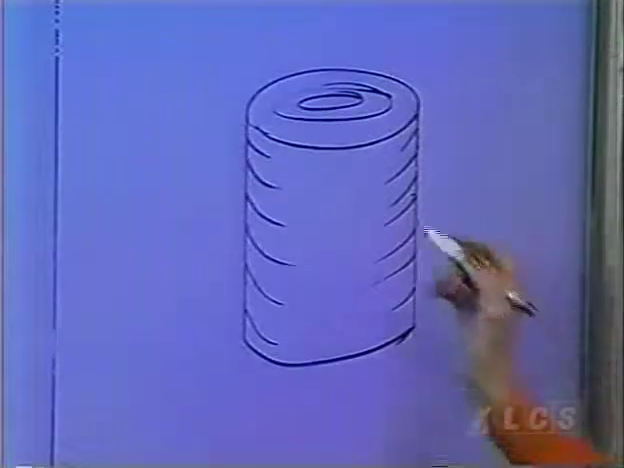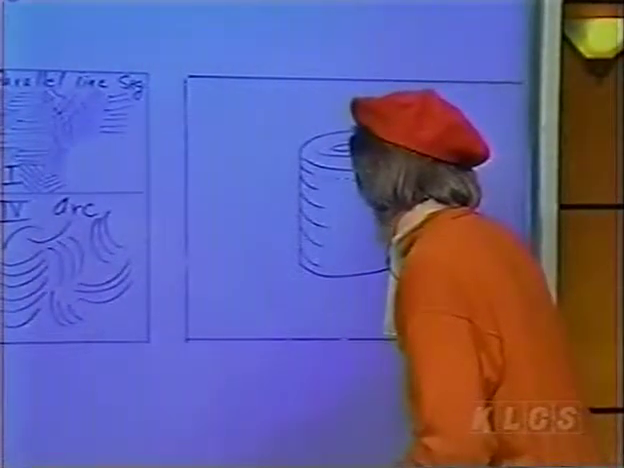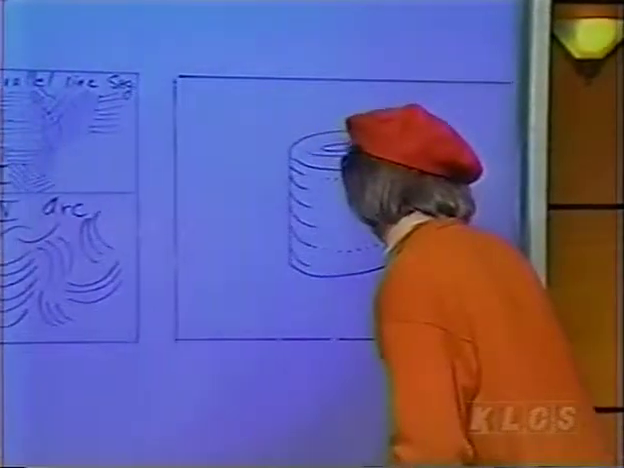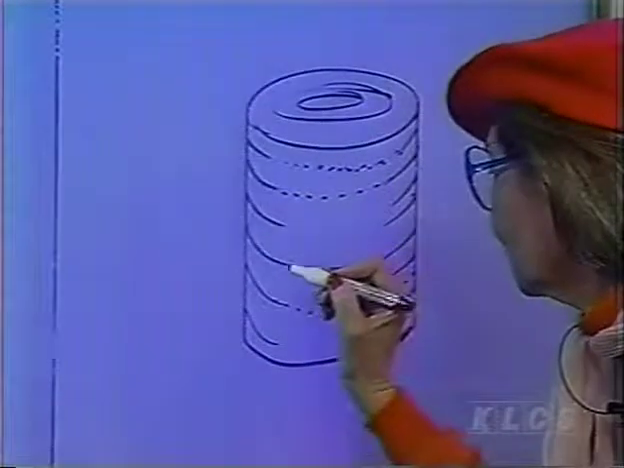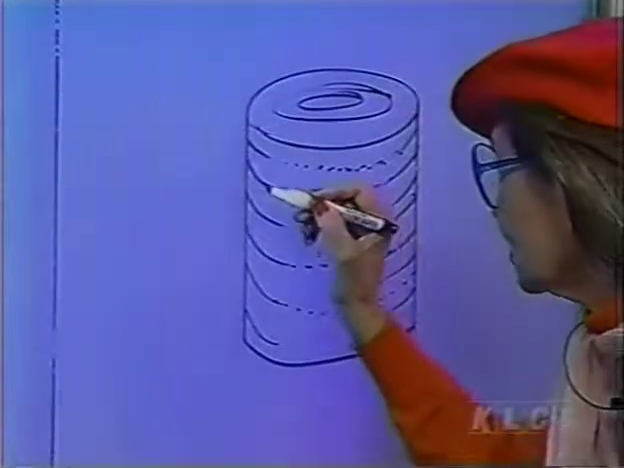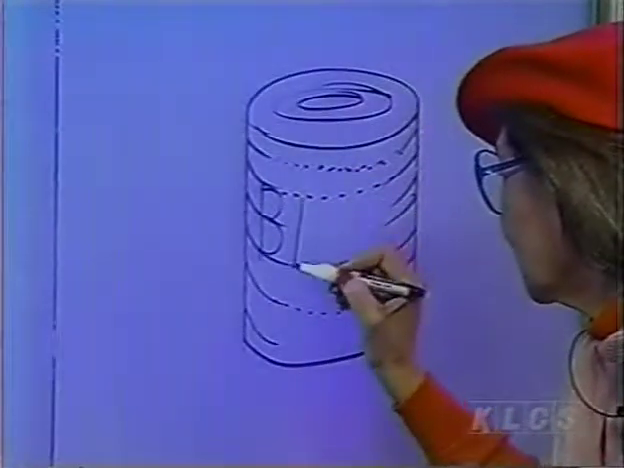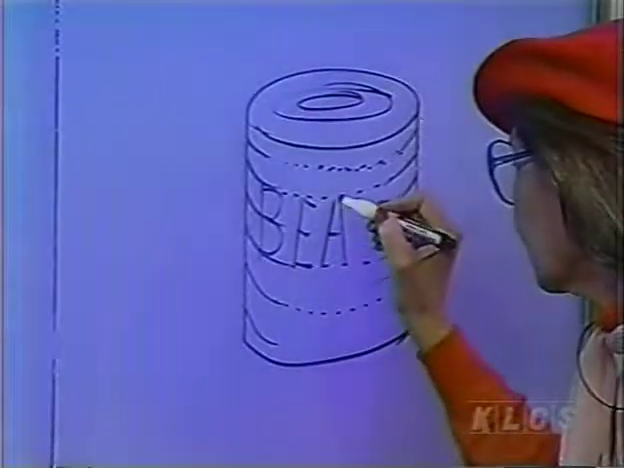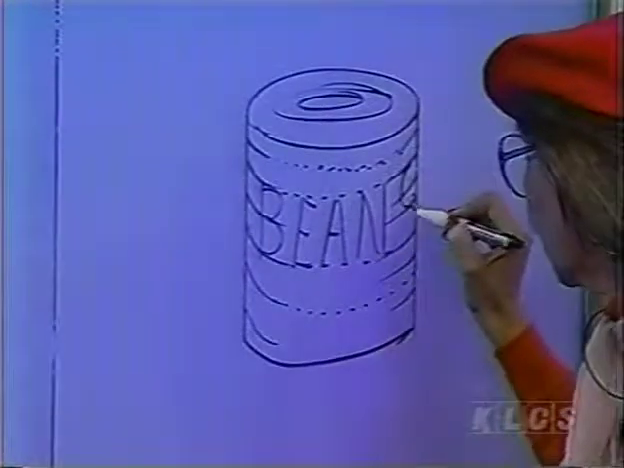So, let's go along and let's make a little label on this that says something like beans or soup or something, okay? And I would say the label is going to be right about here, and I'm going to use that to make my beans. B-E. Notice this has to follow that arc. It has to follow the arc that we just drew. Okay. All right. Now, we're done with this one.